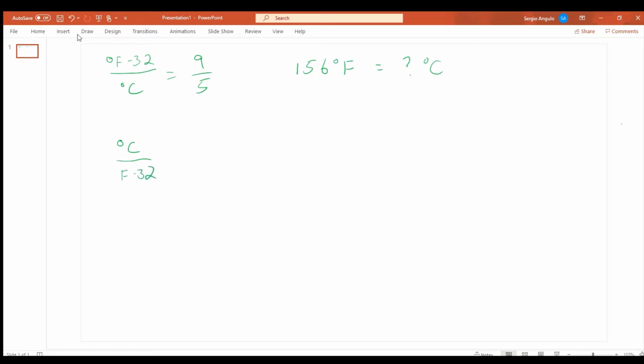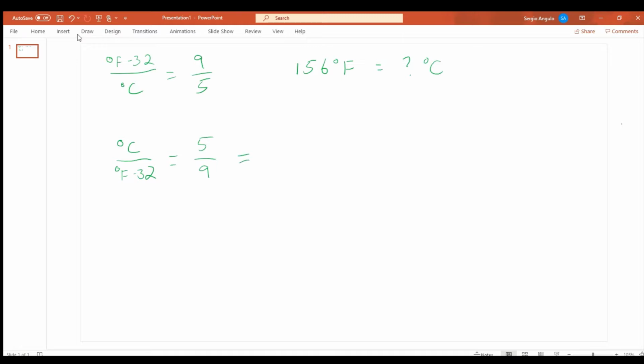Some people say, Mr. Angulo, can you do that? Yes, you can, as long as you do the same thing on the opposite side. So if I flip the left side, I need to flip the right side. Because 1 over 5 equals 2 over 10 is the same thing as 5 over 1 equals 10 over 2. So you can do that. All I did was flip it.